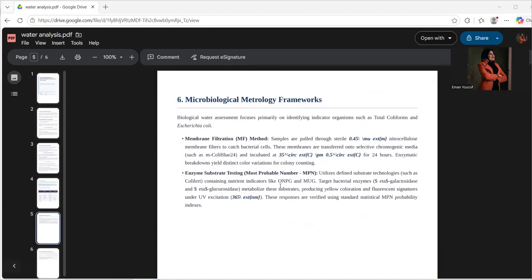Microbiological metrology framework. Biological water assessment focuses primarily on identifying indicator organisms such as total coliform and Escherichia coli. In membrane filtration methods, samples are pulled through a sterile nitrocellulose membrane filter to catch bacterial cells. These membranes are transferred into selective chromogenic media and incubated for 24 hours. Enzymatic breakdown yields distinct color variation for colony counting.